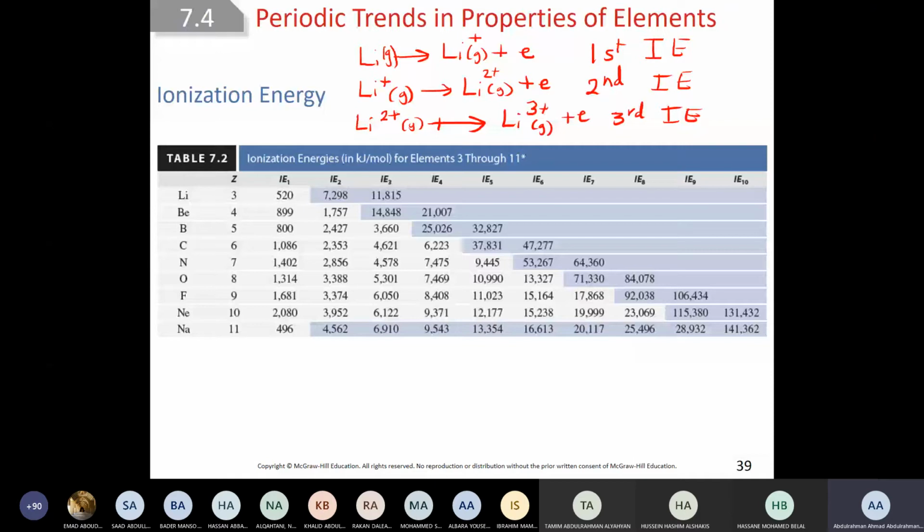Why not? Lithium has only 3 electrons. Exactly. Only 3 electrons. Okay?